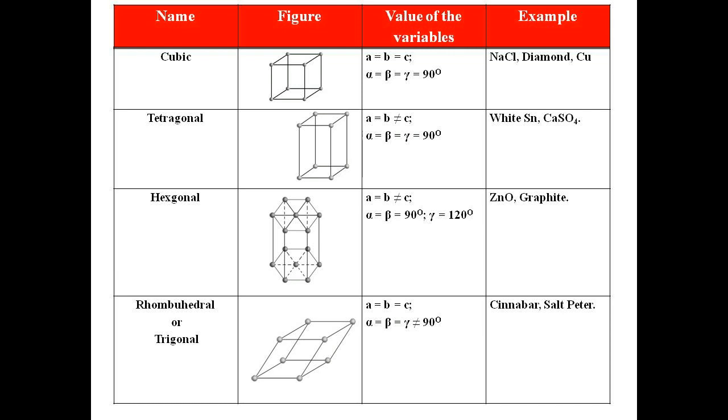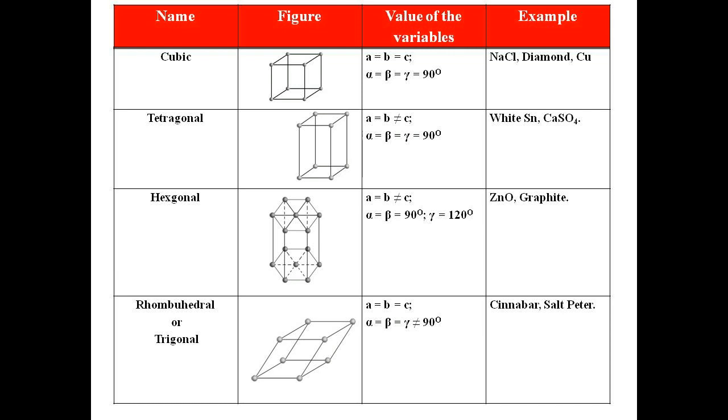B. Tetragonal: a equals b not equal to c, alpha equals beta equals gamma equals 90 degrees. For example, white tin, calcium sulfate, etc. C. Hexagonal: a equals b not equal to c, alpha equals beta equals 90 degrees, gamma equals 120 degrees. For example, zinc oxide, graphite, etc.